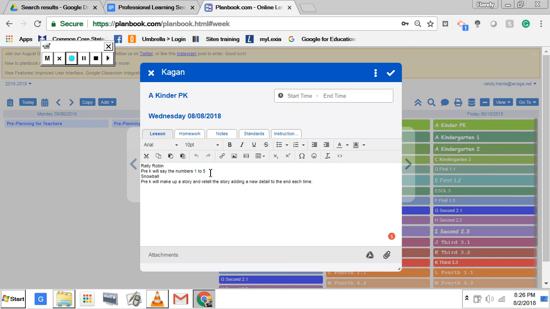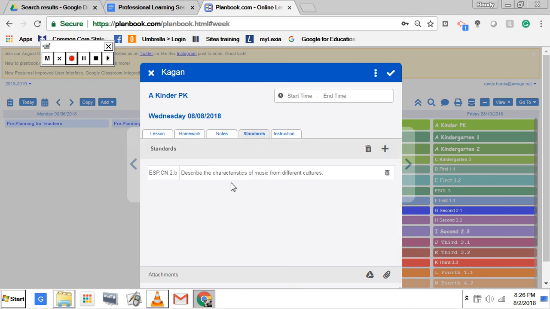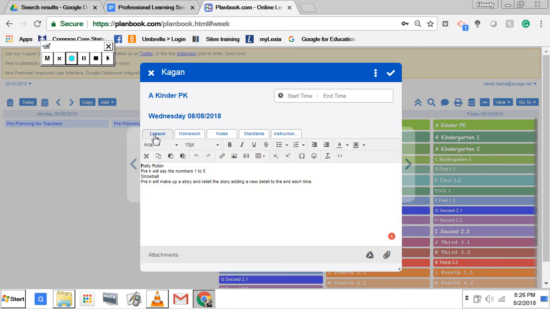Alright, and then the snowball, they're going to make up a little story. Let me go back to my standard. See how it says characteristics of music from different cultures. Alright, so they're going to say, the first one's going to say, I like rap music. And the second one will say, well, they're going to add to it, I like rap music, and I like how it goes ba-doom ba-doom. And then the next one's going to say, I like rap music, and I like how it goes ba-doom ba-doom, and I love the rhyming words. And so you can see how they would add to each one of those things.